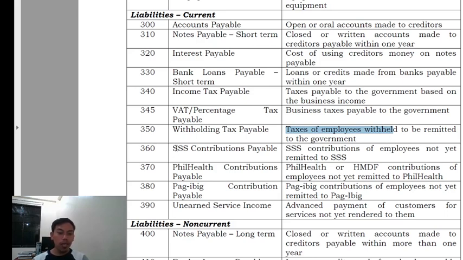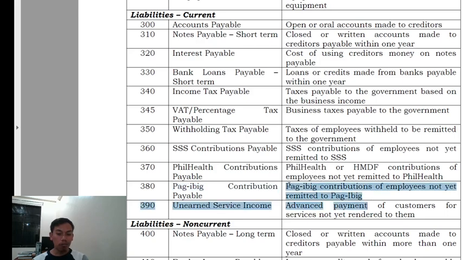Kasi meron ka ding SSS contributions payable. Ito, kung meron kang binabayaran sa SSS, PhilHealth, or HDMF, na hindi pa natin rineremit. Kasi kapag naibigyan na natin, edi hindi na payable. Ang payable, hindi pa kasi natin binabayaran. Pag-ibig, so may pondo ka pa sa pag-ibig mo.